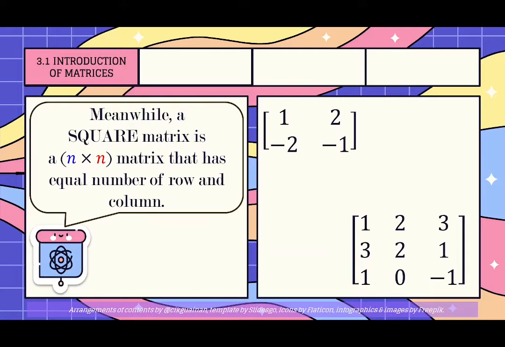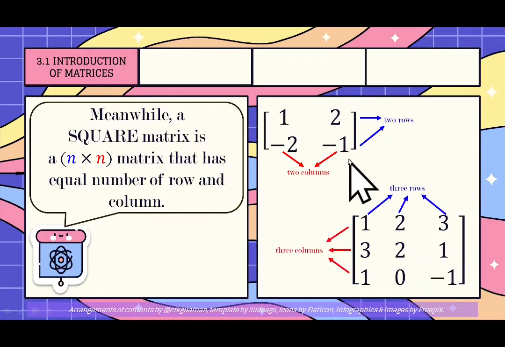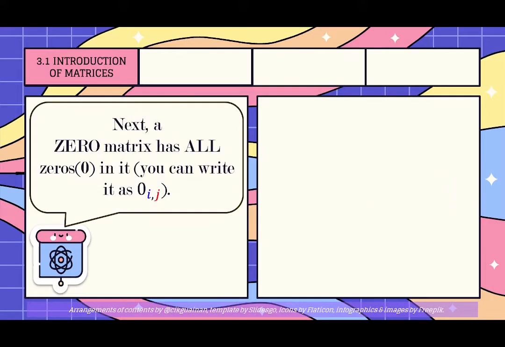Meanwhile, a square matrix is an n by n matrix that has an equal number of rows and columns. As you can see, the first one has 2 rows and 2 columns, and the second matrix down here has 3 rows and 3 columns. So both matrices are called square matrices because they have the same number of rows and columns.